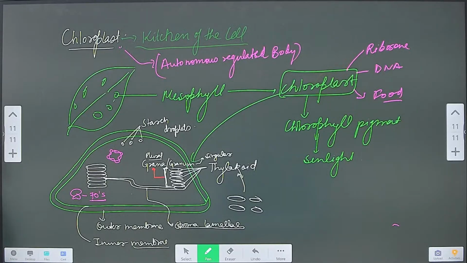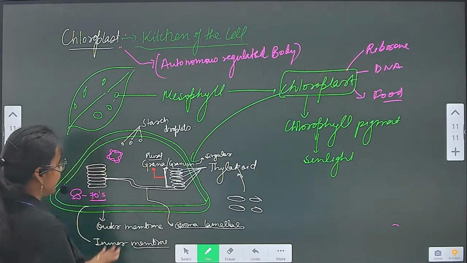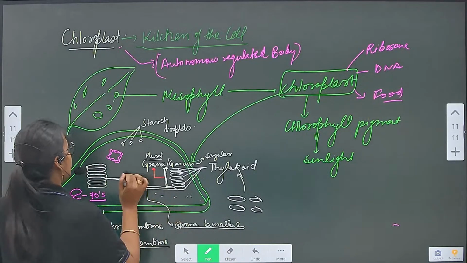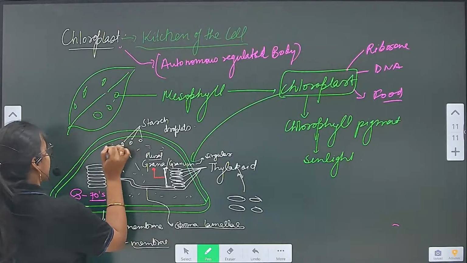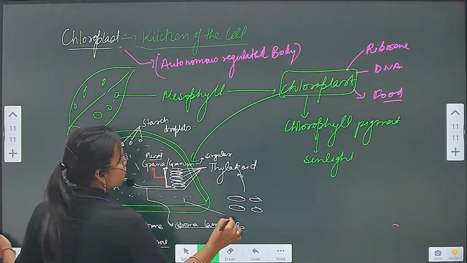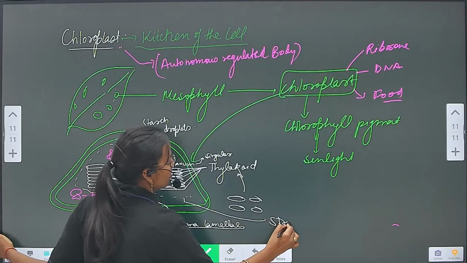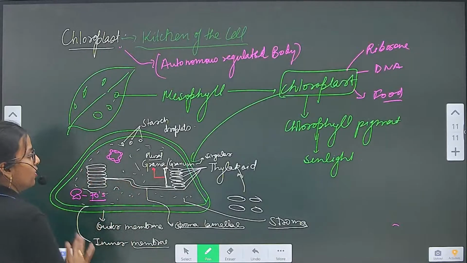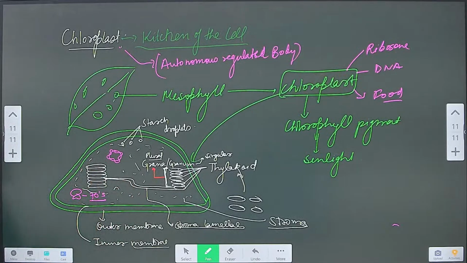And one more thing. All the vacant space that you see here is actually called stroma. Very, very important. You need to recall it. What is stroma and what is the thylakoid or the grana part. We will discuss this while studying photosynthesis.